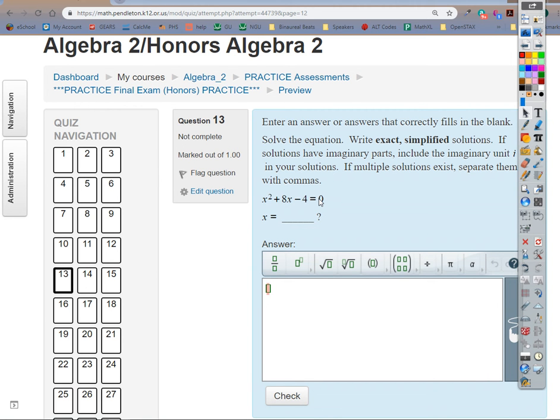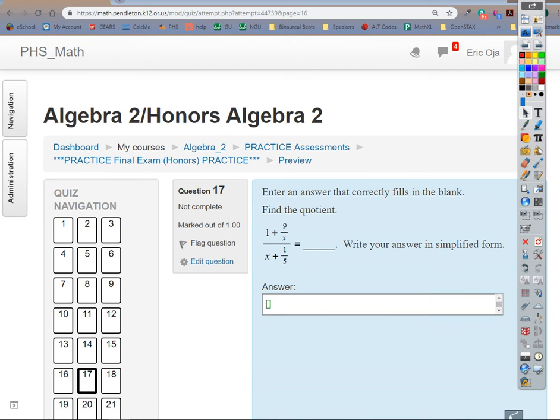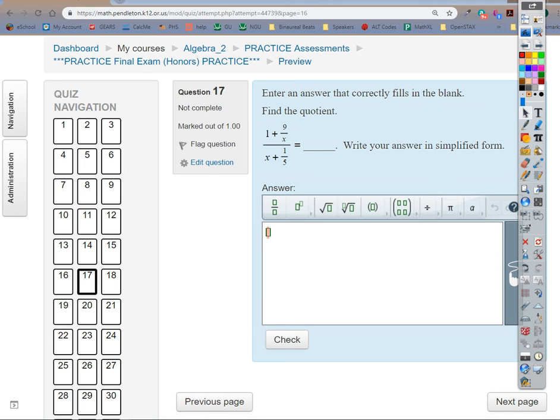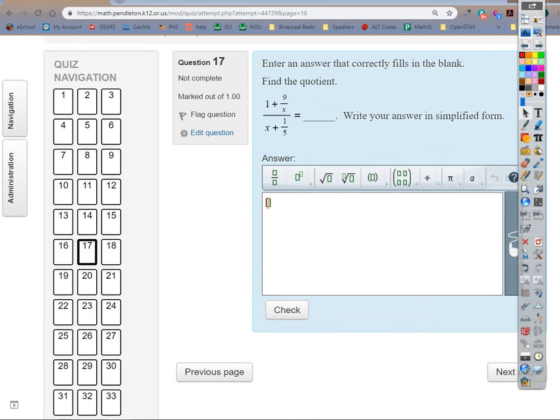Where were we? 17's next? 17. Okay. Find the quotient. So something like this, what are we going to do? I don't know if we actually ever did one like this, so this is probably a good one to do. It's not hard. But what would you do?